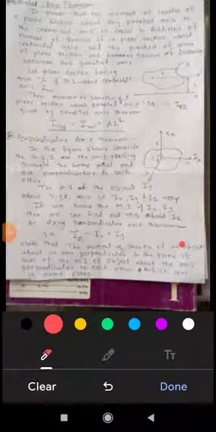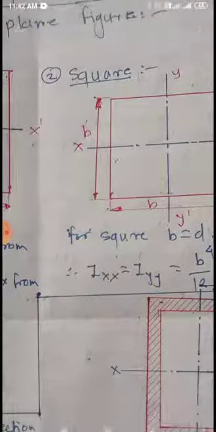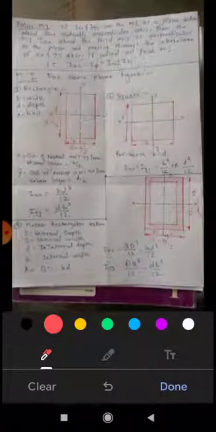Okay, next one, this is also known as polar moment of inertia. Okay, let's see. Here is the definition of polar moment of inertia. What is polar moment of inertia? Its definition is the same as the perpendicular axis theorem.